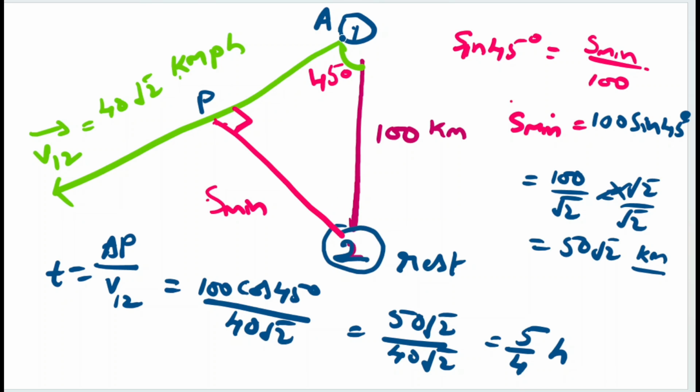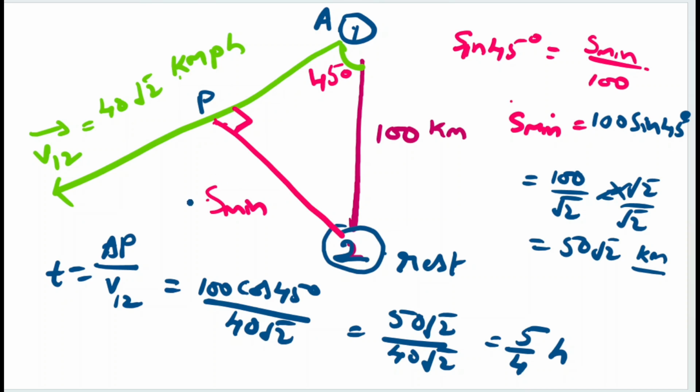For the second car, the first car is now traveling in this direction with a speed of 40 root 2 km per hour. This is the velocity of the first car with respect to the second car, or as seen by the second car, at an angle of 45 degrees, because both are traveling with the same speed 40 at 90 degree angles. So the resultant will bisect the angle between them. The resultant, that is, the velocity of the first car with respect to the second car, makes an angle of 45 degrees with the line joining both the cars. So in this direction, the first car is going with the speed 40 root 2.